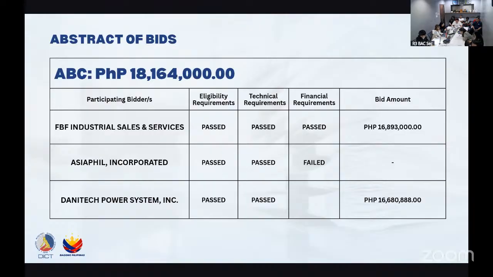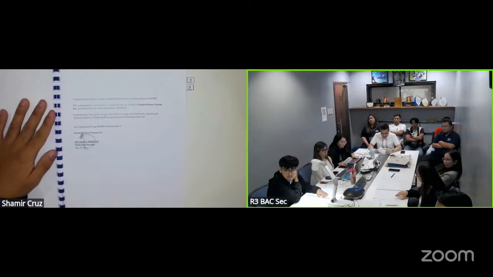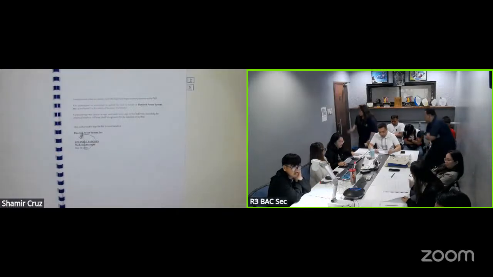Just a point of discussion and observation. In the form, I think it was mentioned here that the undersigned is authorized to submit on behalf of Danitech Power Systems, as indicated by the attached secretary's certificate, but there is no certificate within the technical documents. Does the body want to discuss? I would like to call for a recess or the suspension of the session with regards to this. Session is suspended. Okay.